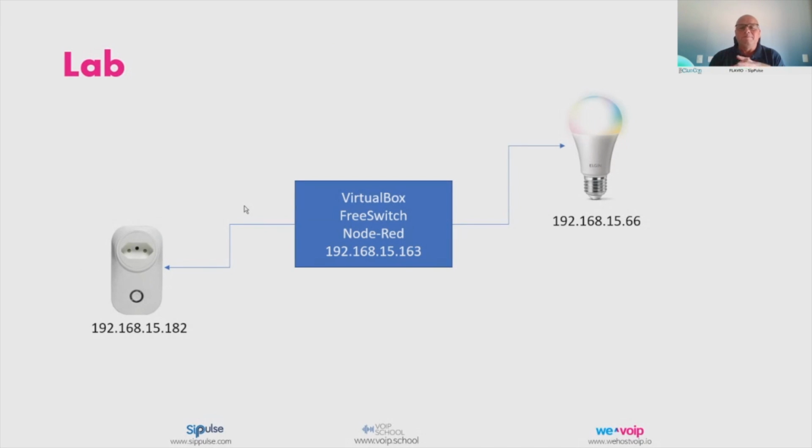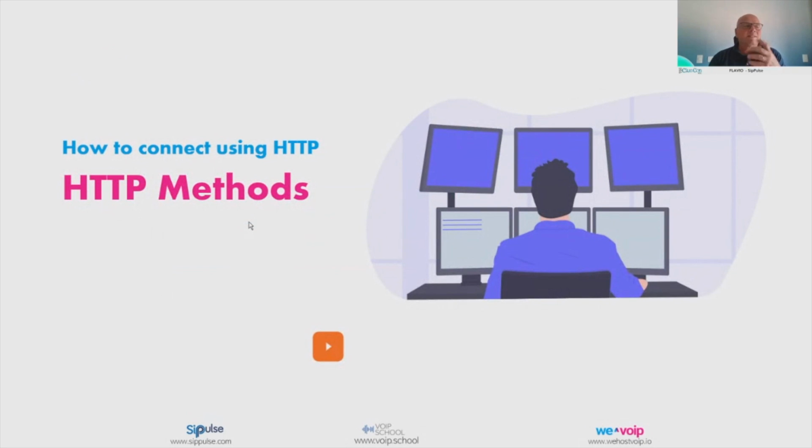What's our lab? Our lab here is a VirtualBox with FreeSwitch and NodeRed, using Debian, at the address 192.168.15.163, and I have added a light bulb that costs less than 10 bucks, and a smart switch, also very, very inexpensive for a lab. So let's see how to use the HTTP methods.